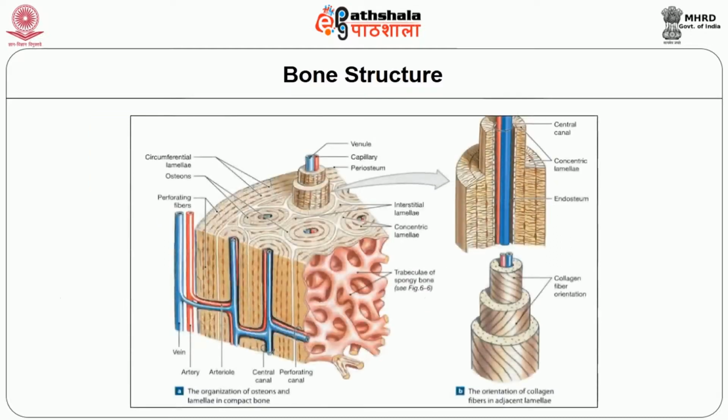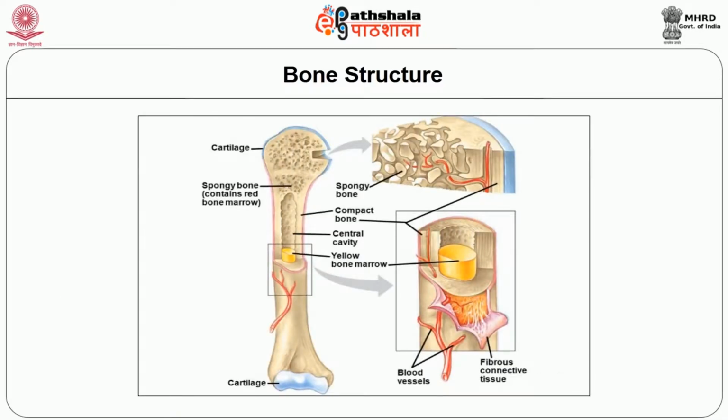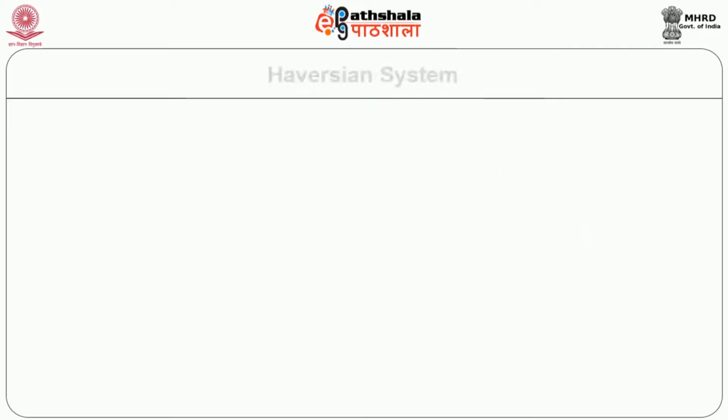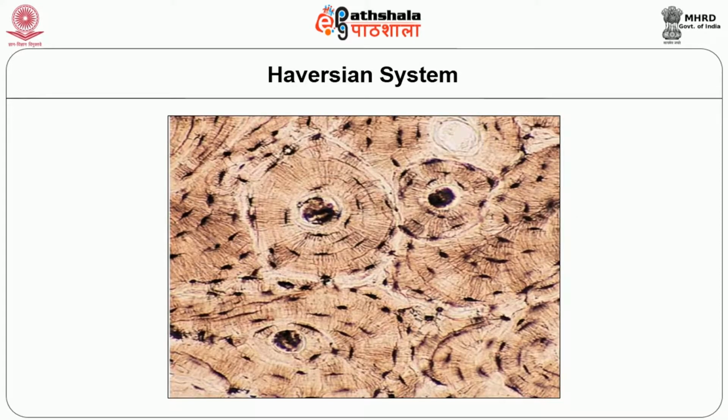This picture shows the structure of a bone. And in this picture, we can see the compact and spongy part of the bones. Here also, we can see the structure of a bone which depicts the spongy and compact part of the bone. And in this picture, we can see the Haversian system of the bone. Here, the collagen is arranged concentrically.